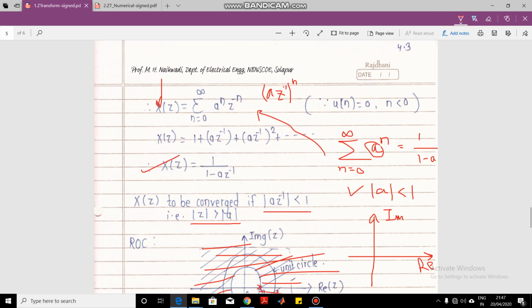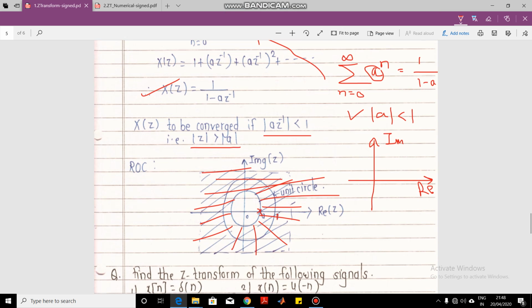So in this formula, our x is a z raised to minus 1, because if you put x is equal to a z raised to minus 1 it will be x raised to n. So 1 upon 1 minus x, so 1 upon 1 minus a z raised to minus 1. And this formula is valid only for the condition that mod of a should be less than 1. So in this case, mod of a z raised to minus 1 should be less than 1.